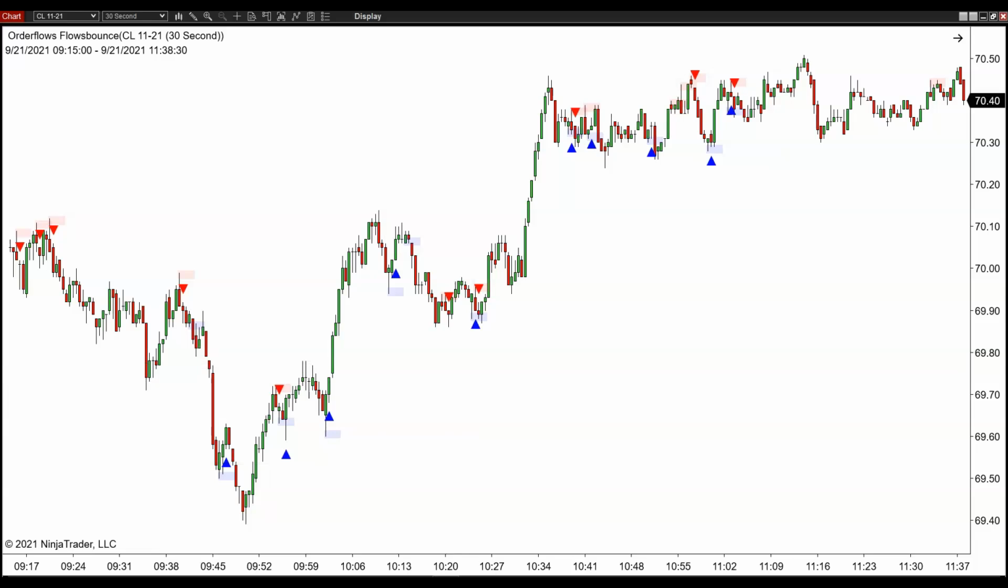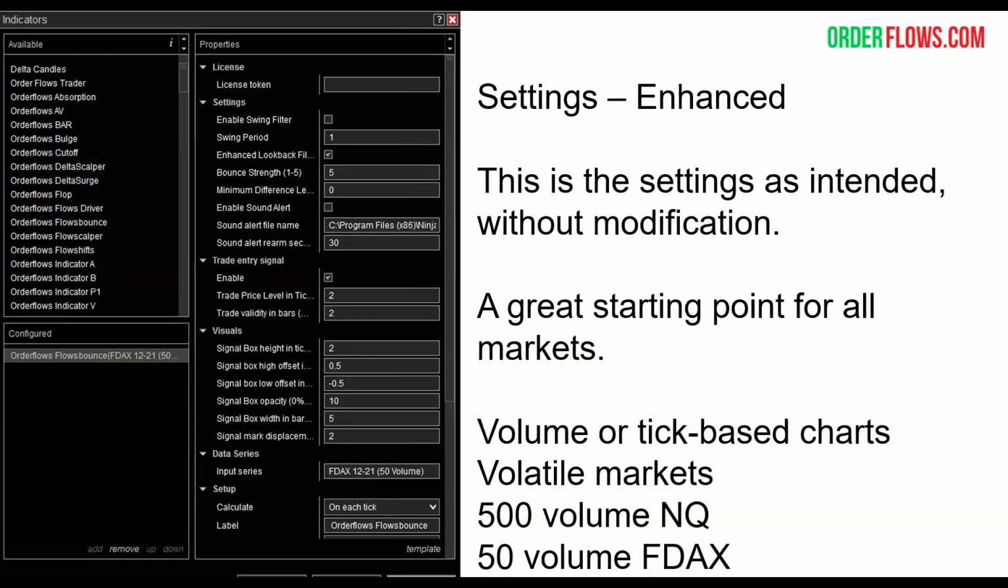Now, let's take a look at this other setting in here, the enhanced look back filter, all right? It's not something that a lot of people are going to use because it's going to really filter out a lot of trades. I think it's really for more volatile markets, okay? If you're using a fast moving NASDAQ or MNQ chart, or you trade the DAX chart. Let's just give you an example here.